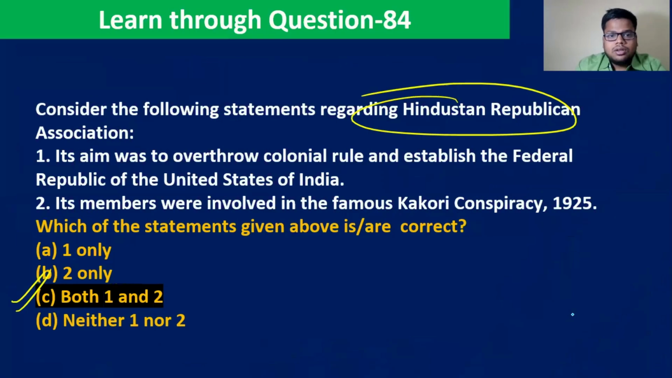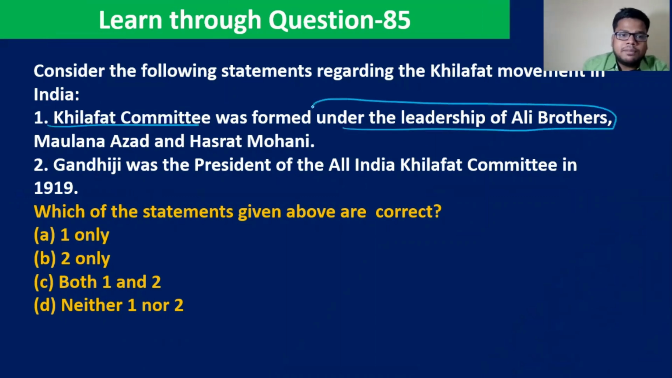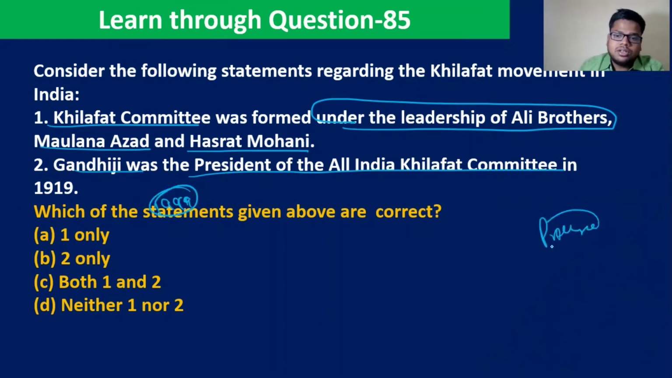Okay. Next question is, consider the following statements regarding the Khilafat movement in India. The Khilafat committee was formed under the leadership of the Ali brothers, Maulana Azad and Hasrat Mohani. Gandhi was the president of the All India Khilafat Committee in 1919. So pause the video. It's a bit tricky question, a little bit.